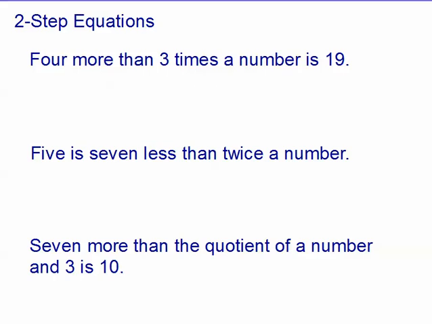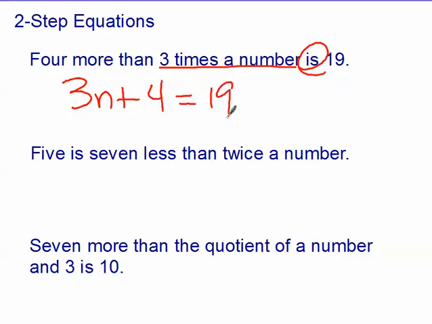Well, what if we have two-step equations? So those are all one step, but what about two-step equations? In this one it says 4 more than 3 times the number is 19. Well, we know 4 more means that I'm going to add 4. Okay, what am I adding it to? 3 times the number, so that's going to be 3n. And it all equals, because "is" means equals, 19. So 3n plus 4 equals 19.